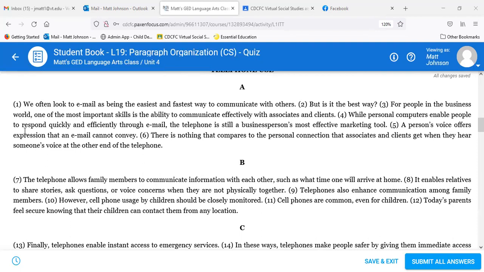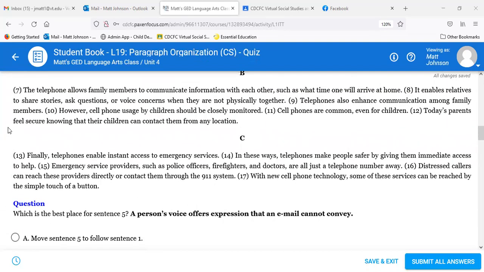Cell phones are common even for children. Today's parents feel secure knowing that their children can contact them from any location. Finally, telephones enable instant access to emergency services. In these ways, telephones make people safer by giving them immediate access to help.